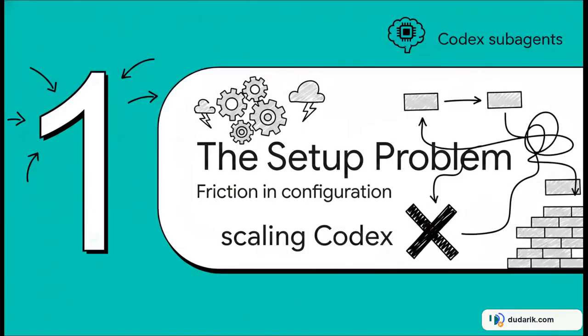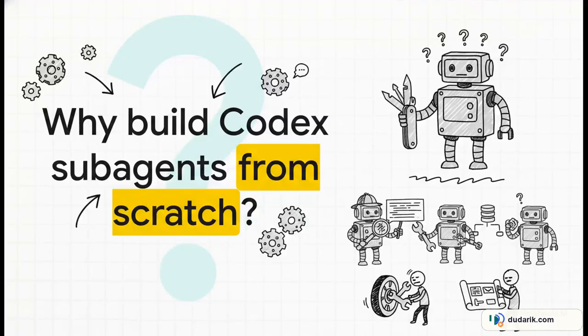Section 1. The subagent setup problem. Friction in configuration. So here's the central pain point for software teams. Why build Codex subagents from scratch? I mean, we all know Codex is a phenomenal generalist. Out of the box, it kind of does a bit of everything, right? But when you need it to execute highly specialized tasks, think like an exhaustive security audit or some complex database migration, relying on that default generalist setting just isn't going to cut it.